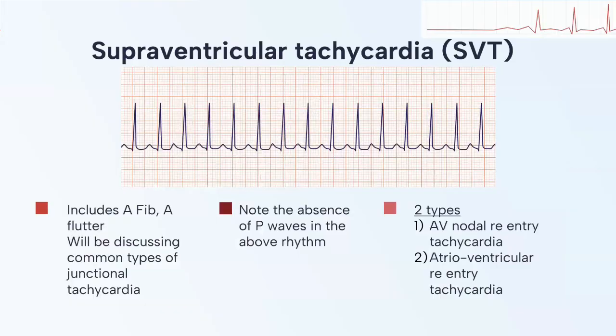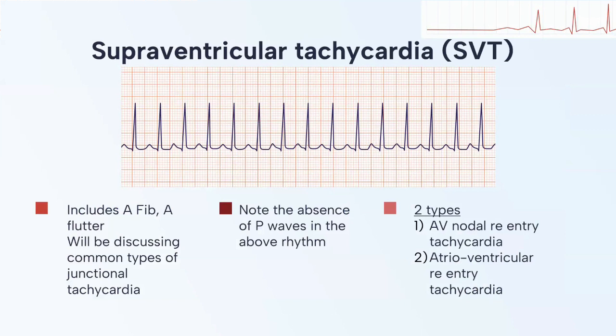Next we'd move on to the supraventricular tachycardias. This is a bit technically challenging, but I'll try to explain as best as I can. Supraventricular tachycardias involve all beats above the ventricle. So that includes AFib, A-flutter, and that, but we've already discussed those. In this section, we'll go through the junctional tachycardias.